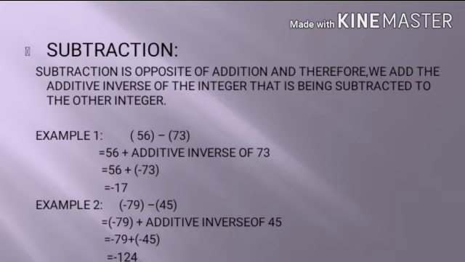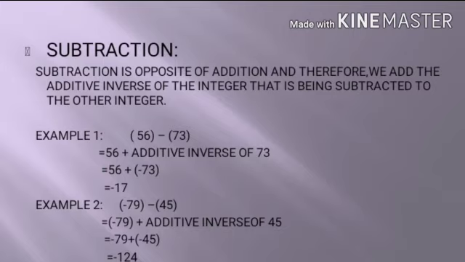Example: 56 and 73 are two positive integers. We have to subtract these positive integers. 56, next the minus sign is represented, so the minus reverses to the opposite sign, which is positive. 56 plus the additive inverse of 73.